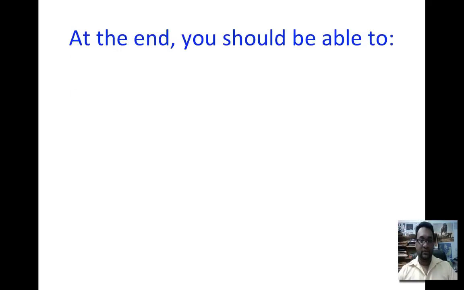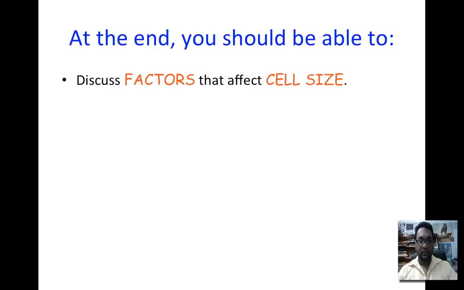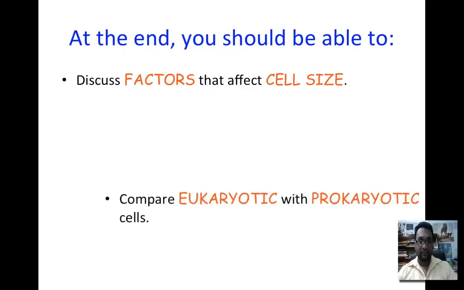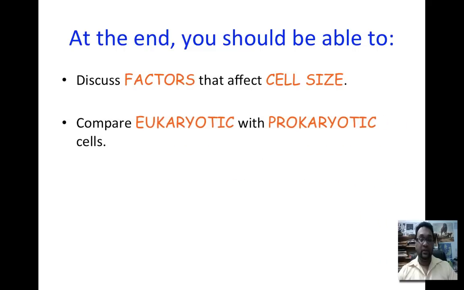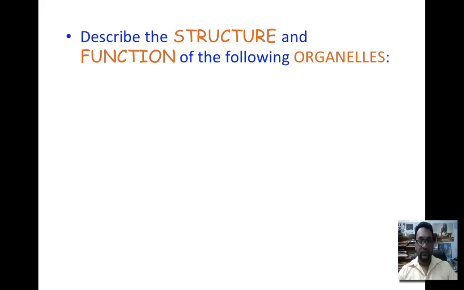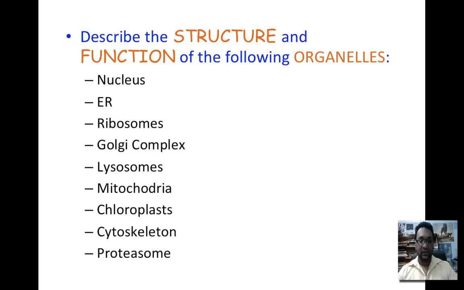So today's lecture, at the end of this, you should be able to do a few things. You're supposed to be able to discuss factors that affect cell size, compare eukaryotic with prokaryotic cells, compare plant and animal cells, and describe the structure and function of the following organelles. And this is the list of the organelles that we're going to be describing the structure and functions of in the subsequent slides.